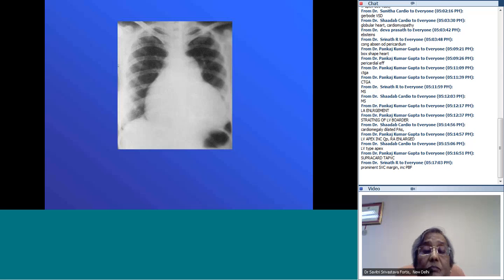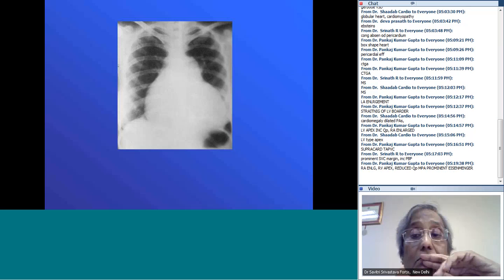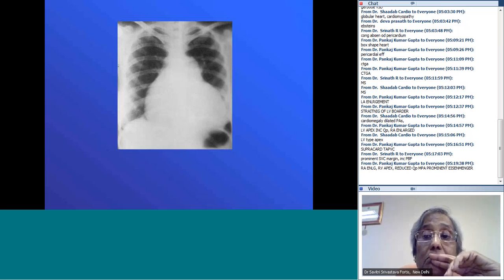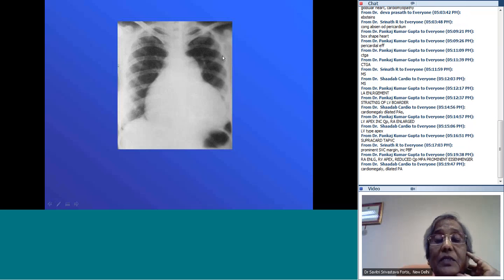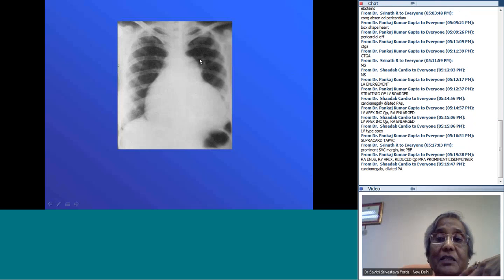See, first I will tell the people who have given the X-rays, it can never be an Eisenmenger. Somebody has written Eisenmenger, because this patient has a decreased pulmonary blood flow. And the main pulmonary artery is prominent, but there are no hilar vessels. So it can never be an Eisenmenger. It's a very big, enlarged right ventricle, right atrium. This is a typical RV configuration of the heart.